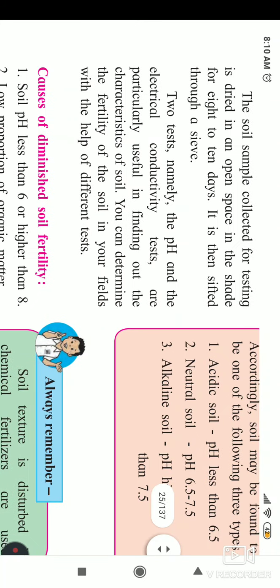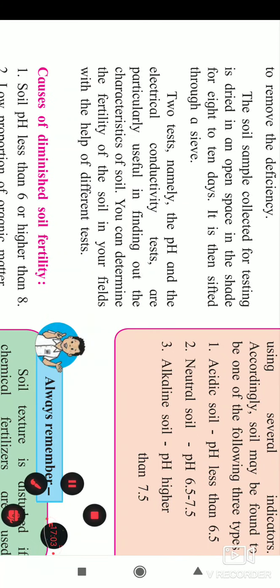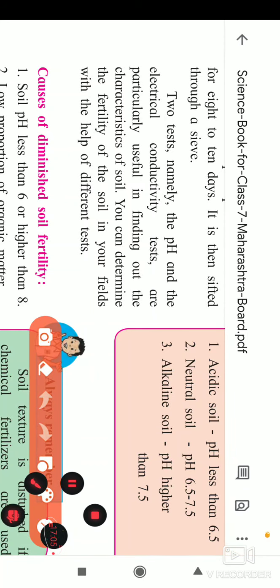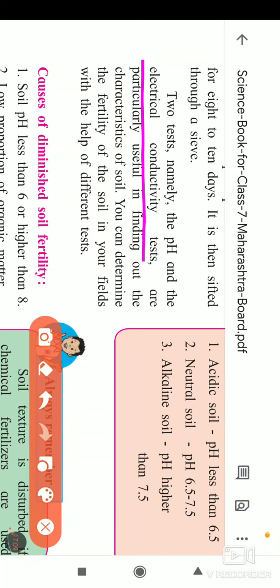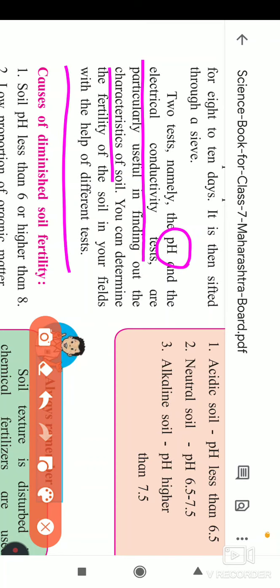Two tests, namely pH, which tells whether it is acidic or basic, and the electrical conductivity test, are particularly useful to find out the characteristics of the soil. First is the pH test, and second is the electrical conductivity test. With these two tests they determine the soil's fertility, and you can determine the fertility of the soil in your field with the help of different tests.